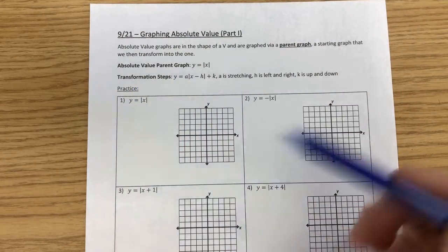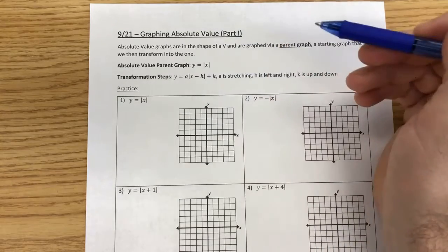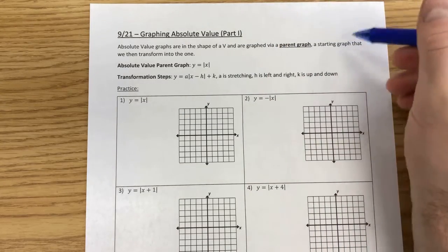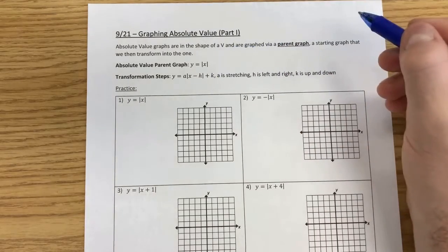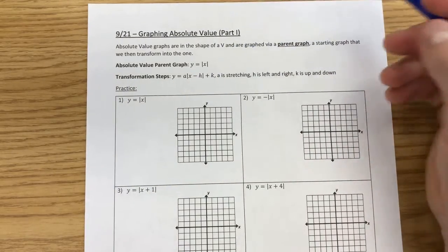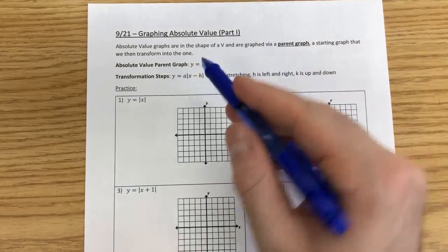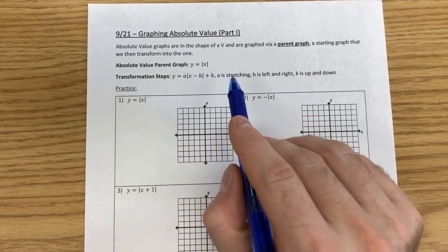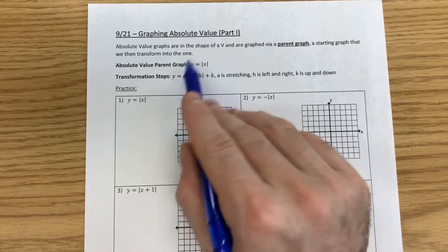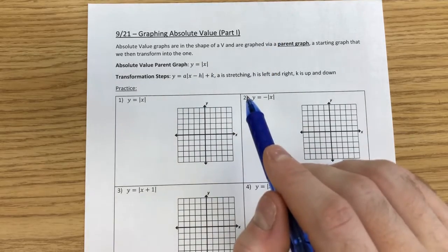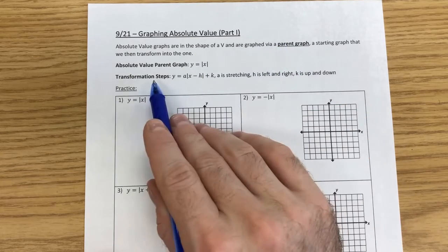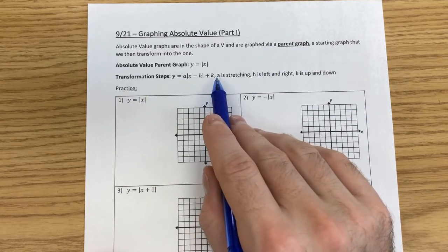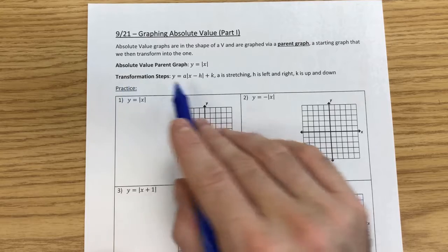Now, what is a parent graph? A parent graph is the starting graph, or the absolute simplest form of the graph that we can get without adding, subtracting, multiplying, or dividing. In this case, y is the absolute value of x. I cannot get that any simpler, so we call it the parent. Anything we do to this graph changes the parent, and we would technically call these child graphs, but we're going to just call them the transformed graphs.